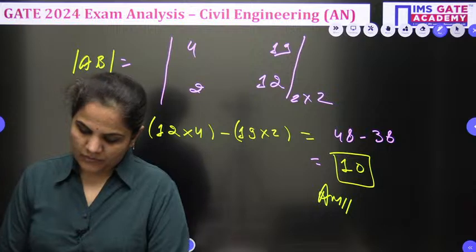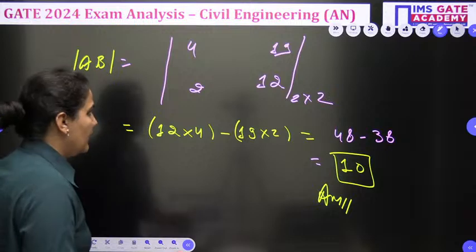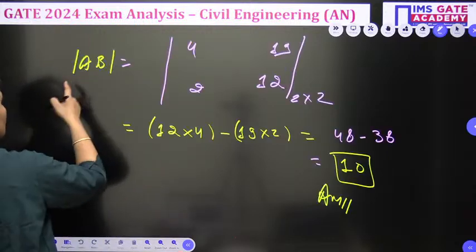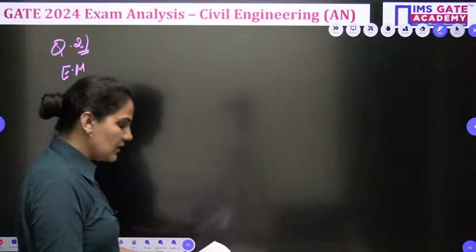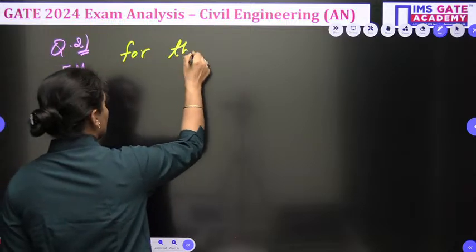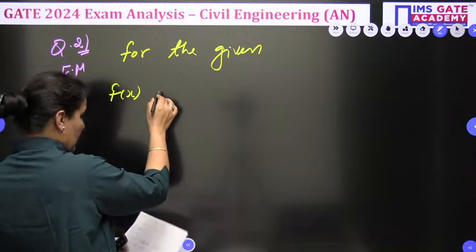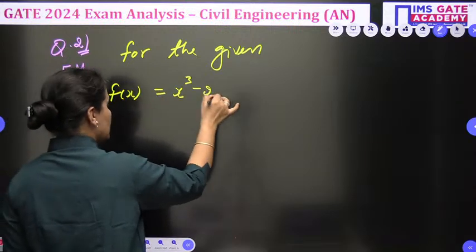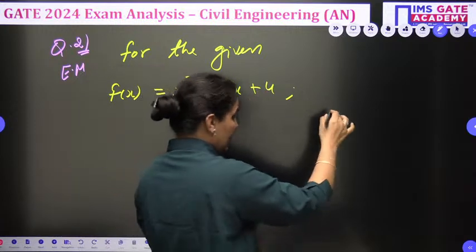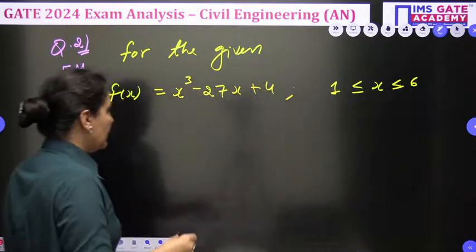Okay, now one more question we have, which is from maxima minima, the calculus question. Very easily we can approach that question also. This is also from the maths. For the given function fx, we have a function fx, x cube minus 27x plus 4, where the range is given to you, where x lies between 1 to 6. Then find the nature.